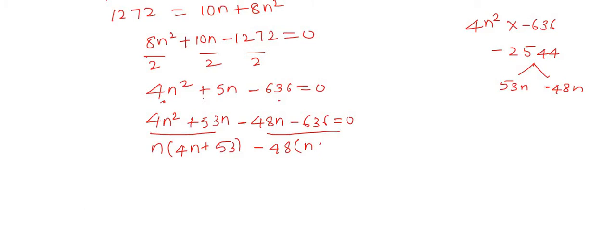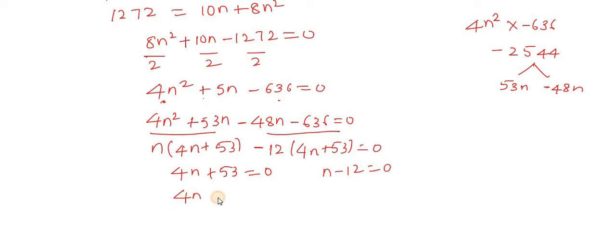Here what is common here, 12, not 48. 12 is common. If we take out 12 as common, then what remains is 4n plus 53 equals 0, and n minus 12 equals 0. Okay, then 4n equals minus 53, so n equals minus 53 divided by 4, and here n equals plus 12. Okay, this is the answer.